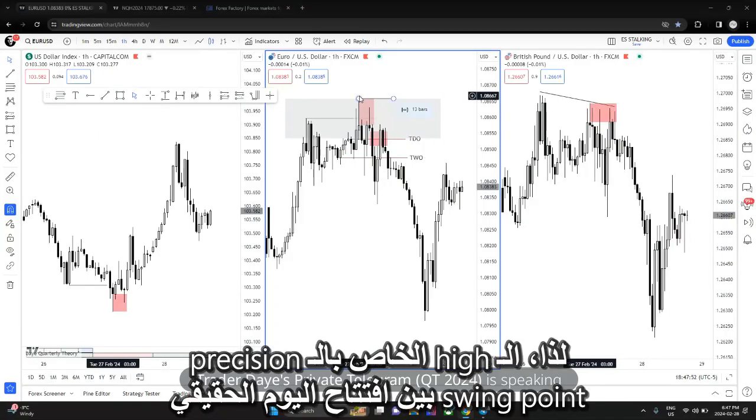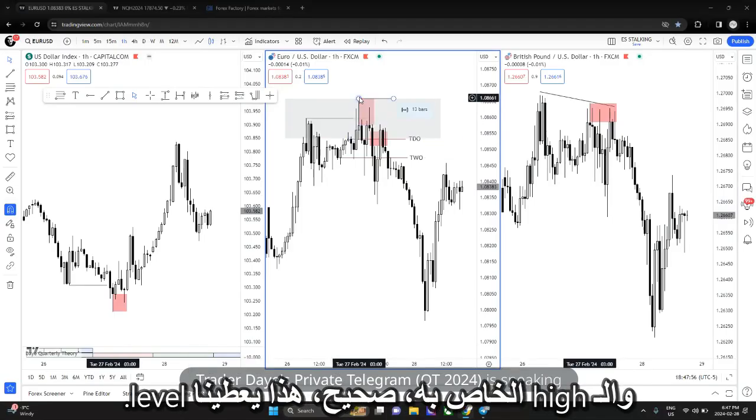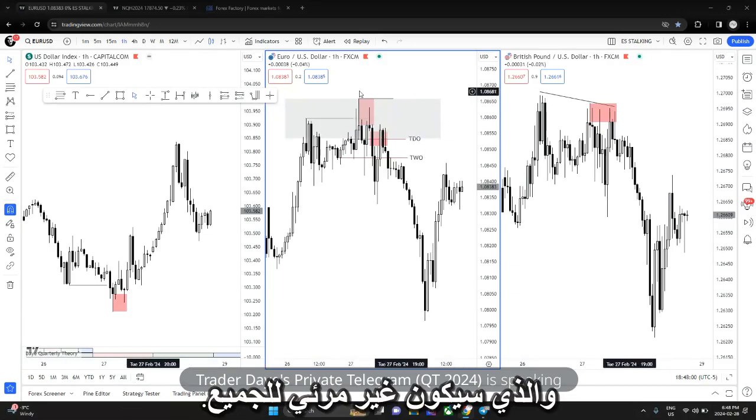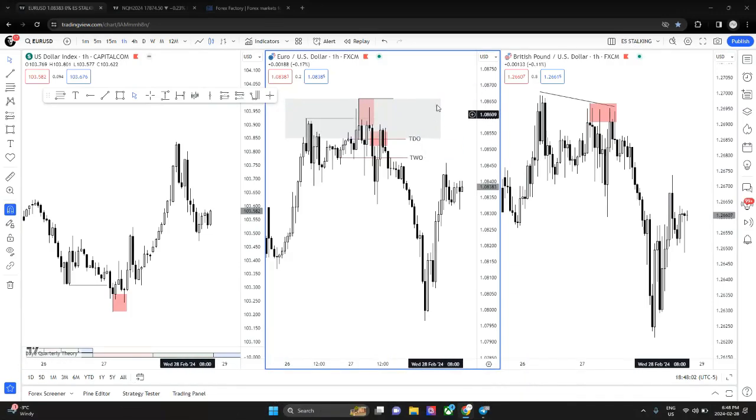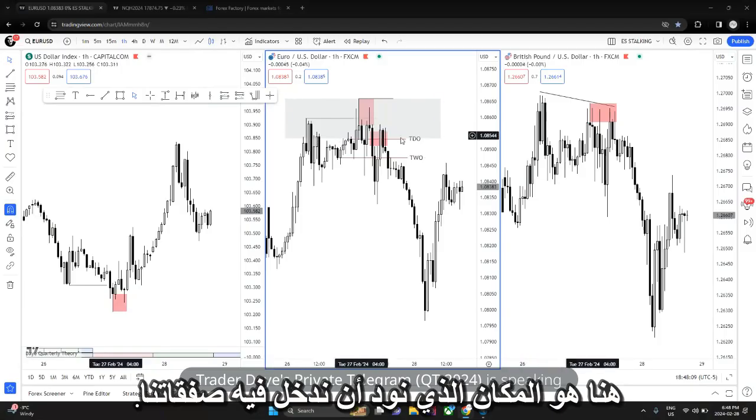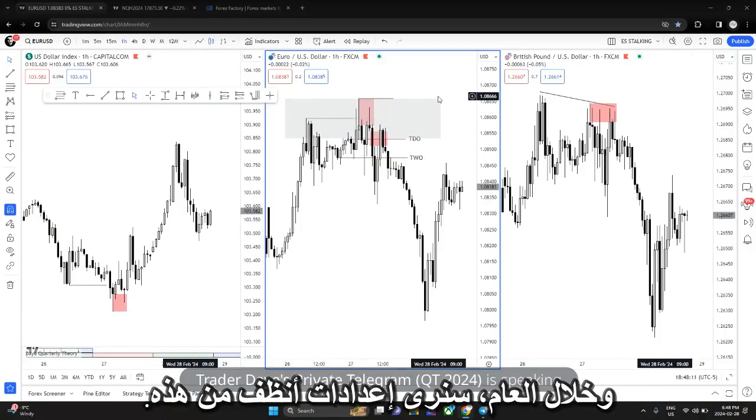So the higher the precision swing point, between the true day open and the high of that, right? That gives us a level which would be invisible to everyone else. Here is where we would like to enter our trades. And during the course of the year, we'll see cleaner setups than this.